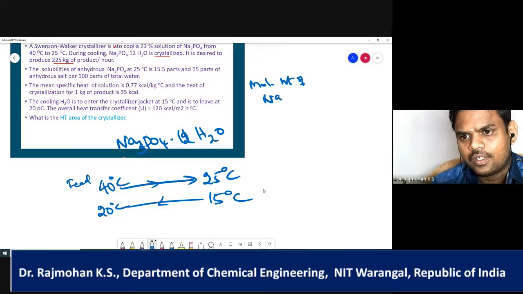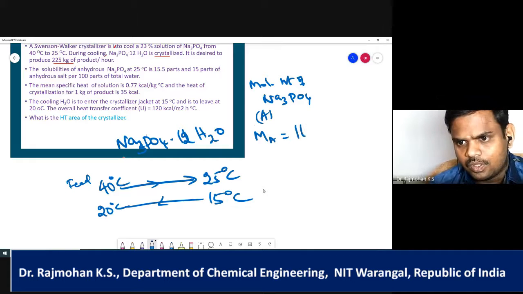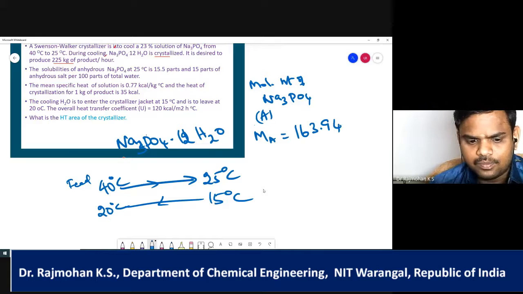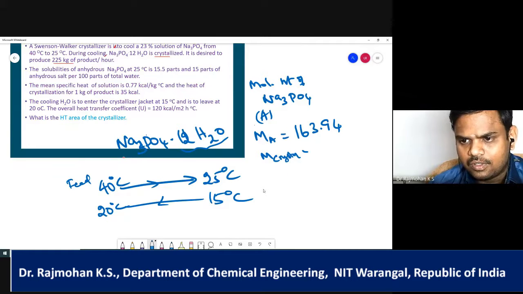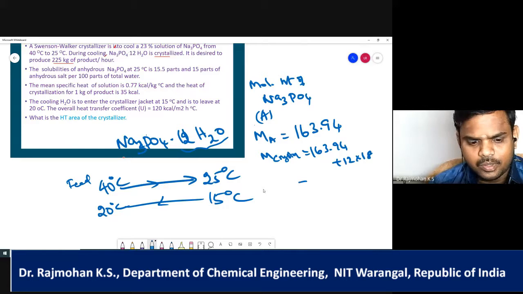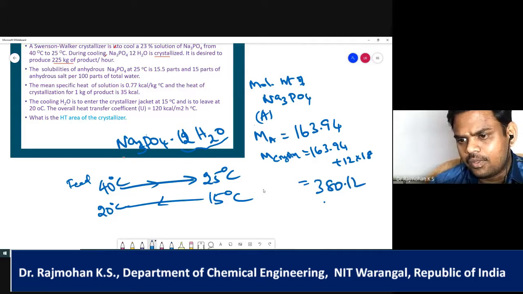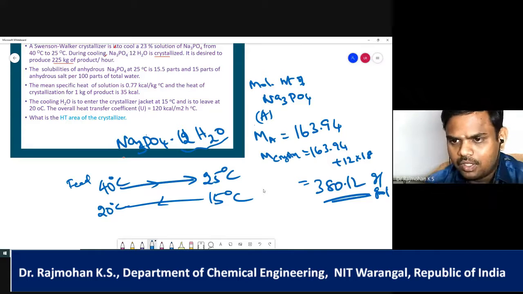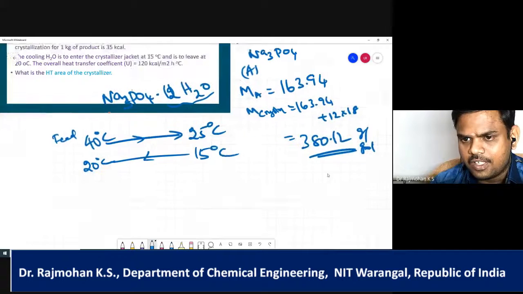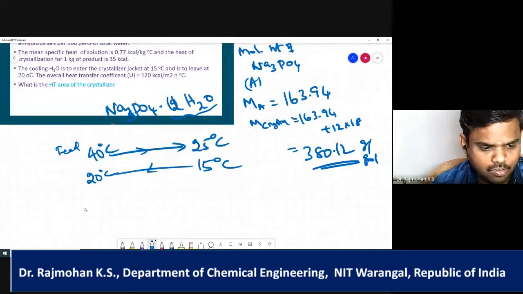Molecular weight of Na3PO4. What is the molecular weight of solute A? Molecular weight of solute A is equal to 163.94, and we have 12 water present in it. So molecular weight of crystal is equal to 163.94 plus 12 into 18. You get around 380.12 gram per gram mole or kg per kg mole or pounds per pound mole. Once we have this, we can easily get Xc value, right?